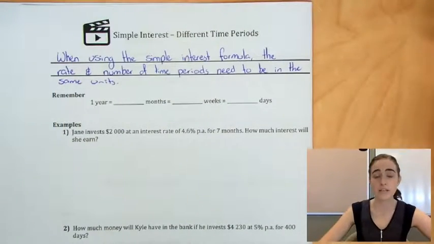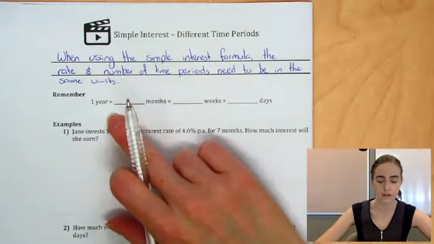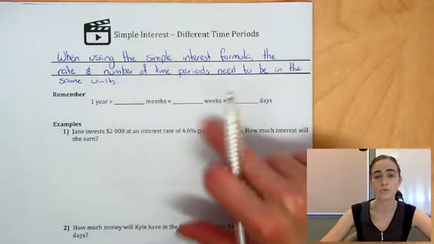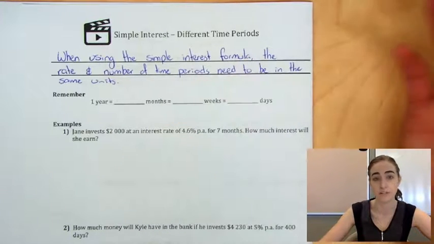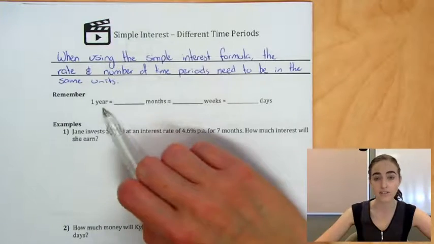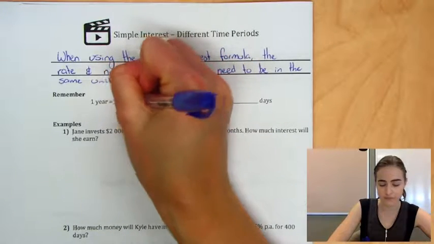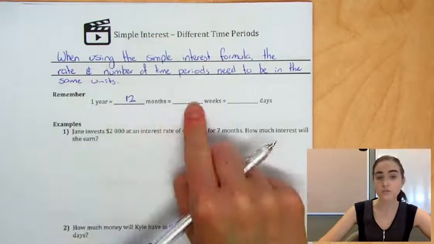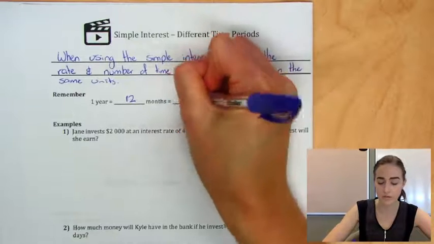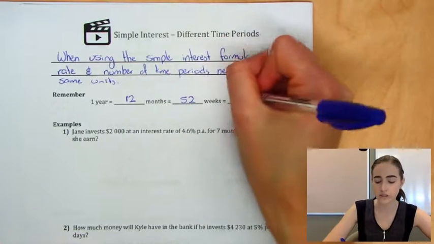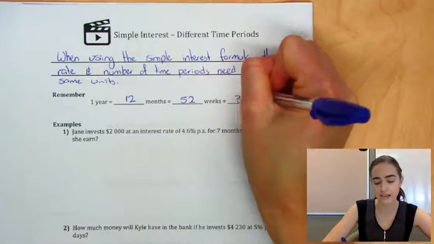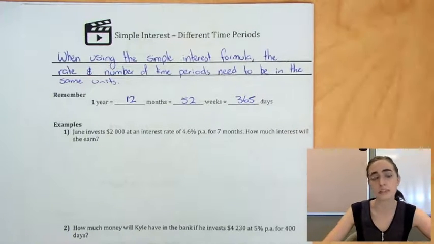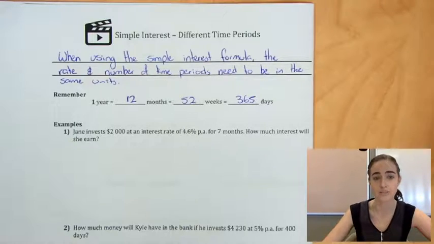Okay, so to help us with these calculations, we need to remember our conversions between these four time periods. So 1 year is equivalent to 12 months. 1 year is also equivalent to 52 weeks, and it's equivalent to 365 days. So we're not including leap years. Unless a question specifically asks you for it, assume it's not a leap year.